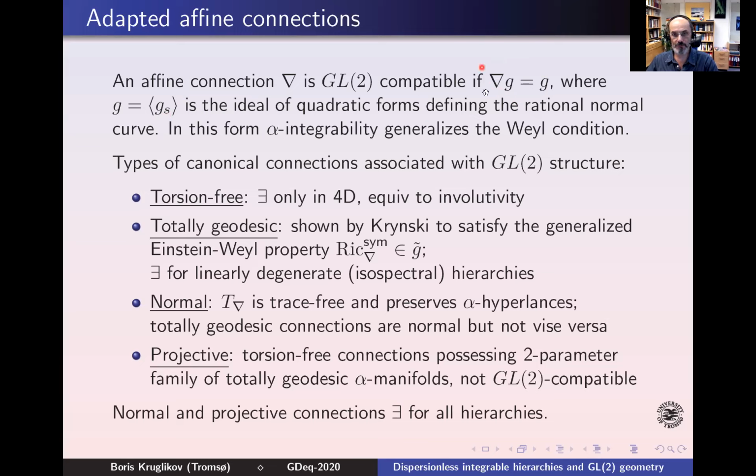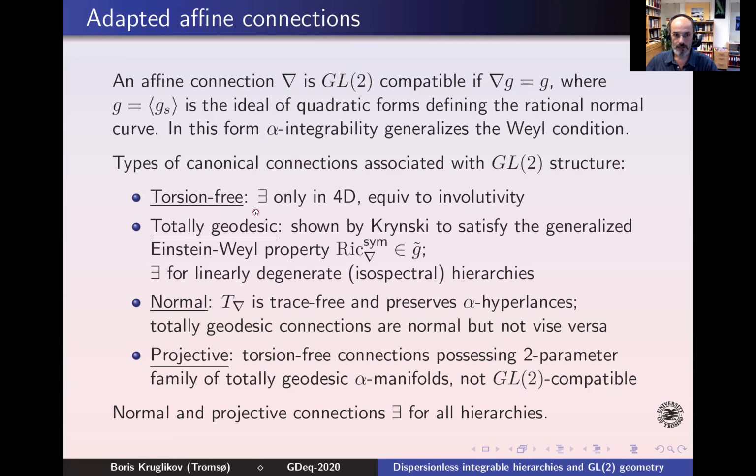In this form, it very much resembles what a Weyl structure is. If you have a conformal structure on a manifold, then the Weyl structure is a torsion-free connection which preserves the conformal class. And this is a span, right? So I don't write any multiple. That's precisely the same condition if you have only one quadric. Now, torsion-free is a pretty rigid condition, but we can start with it. So we may consider GL2 compatible connections which are torsion-free.